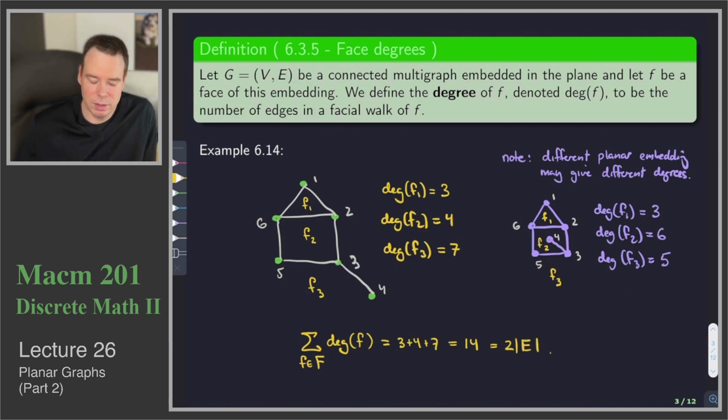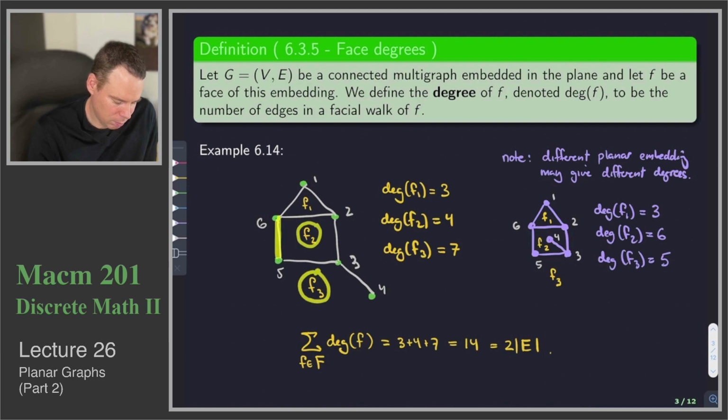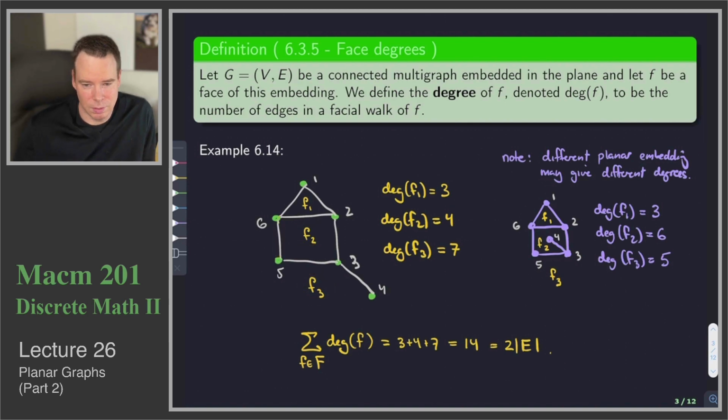And it's no surprise that that's going to come up here, because if we think about how we computed these degrees, how did we do it? Well, we just wandered around the edges that bounded that region, and we just counted up how many we hit. So for an edge like this one here, 5, 6, it gets counted once when I do the degree of f2, but it also gets counted once when I do the degree of f3, because f2 is on one side of the edge, f3 is on the other side.